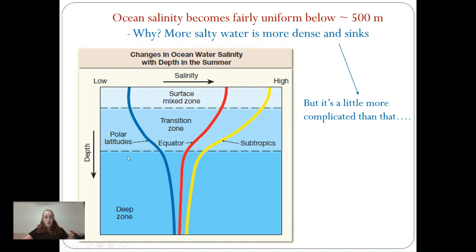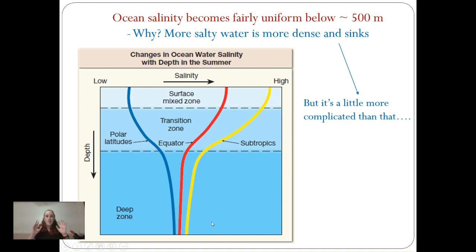What this graph is showing you is ocean water salinity in the summer. At the North Pole, for example, the surface water tends to be a little bit more fresh in the summer, and then as you go deeper, it gets more salty. We're looking at low salt, high salt, and depth below the surface. At the North Pole, it's more fresh at the surface and gets more salty with depth. But in the tropics, it's more salty at the surface and less salty with depth.